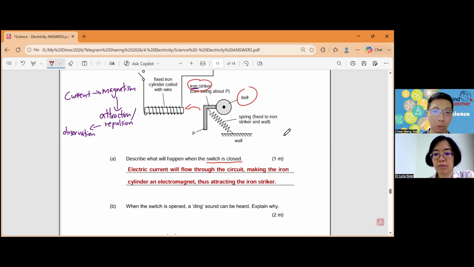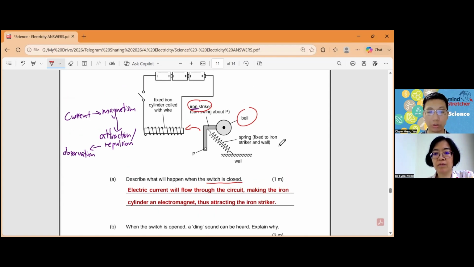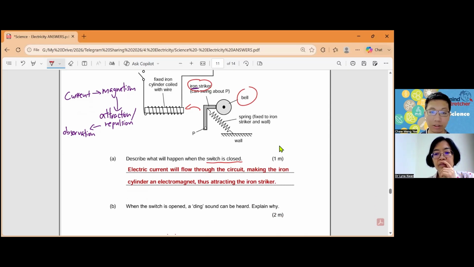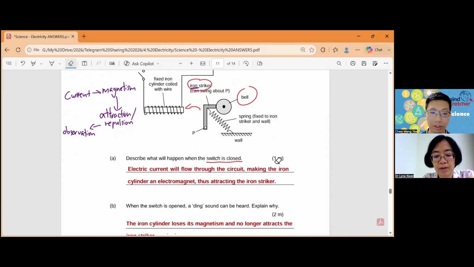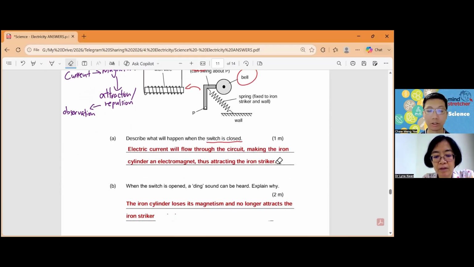What happens when we open the switch? So we reverse the whole process. First thing, just now the iron cylinder was an electromagnet. Now it stops attracting the iron striker because it no longer has magnetism. So if it does not attract the iron striker, what's next?